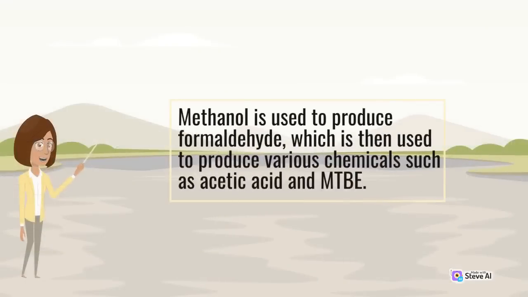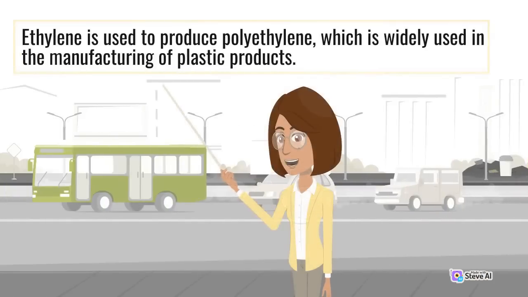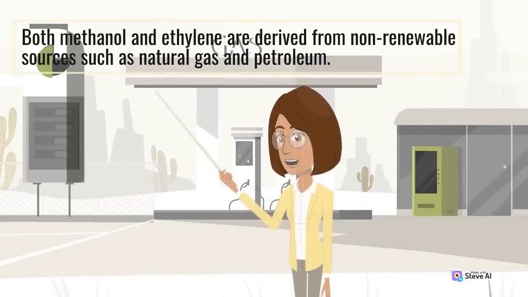Methanol is used to produce formaldehyde, which is then used to produce various chemicals such as acetic acid and MTBE. Ethylene is used to produce polyethylene, which is widely used in the manufacturing of plastic products. Both methanol and ethylene are derived from non-renewable sources such as natural gas and petroleum.